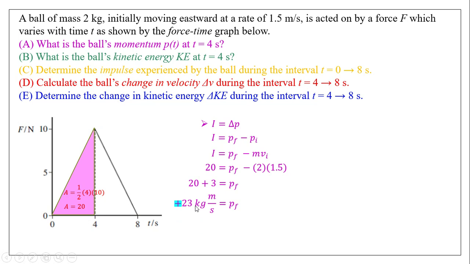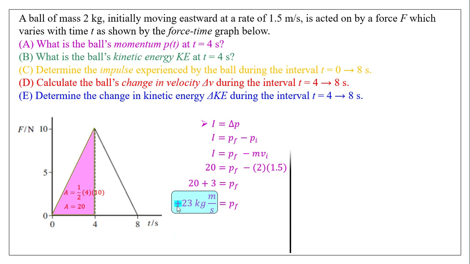Newton times seconds. It doesn't really matter, but I do want to point out that I highlight the plus sign here because momentum is a vector, so it does have to have a direction. So therefore, the proper answer would be positive 23 kilograms times meters per second. All right, that's my answer for part A.